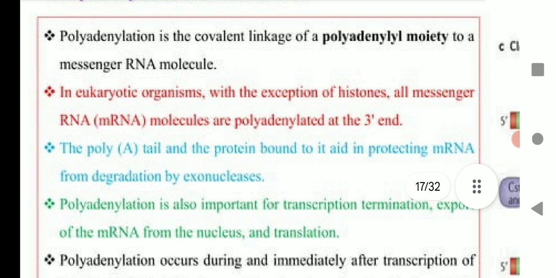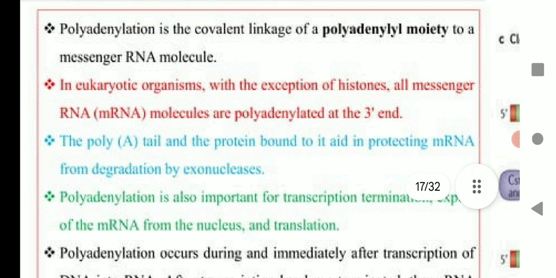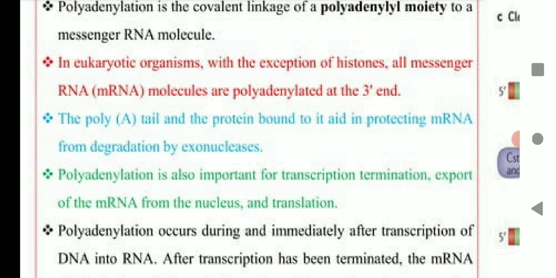Why is this poly A tail added? It helps in protecting the mRNA from degradation by the exonucleases. The polyadenylation is a very important step for transcription termination, and it is responsible for the export of mRNA from the nucleus to the cytoplasm for further translation.